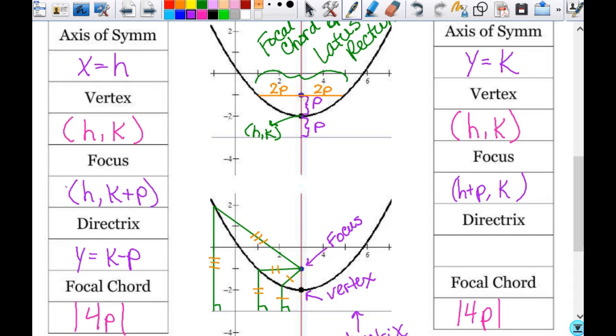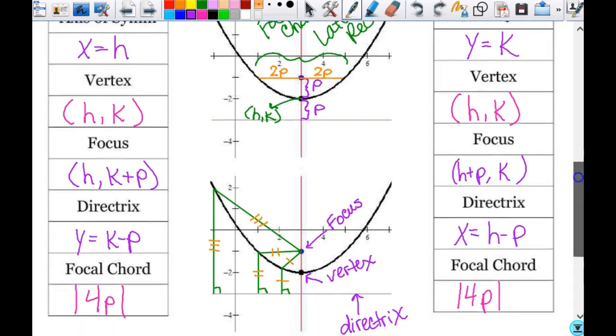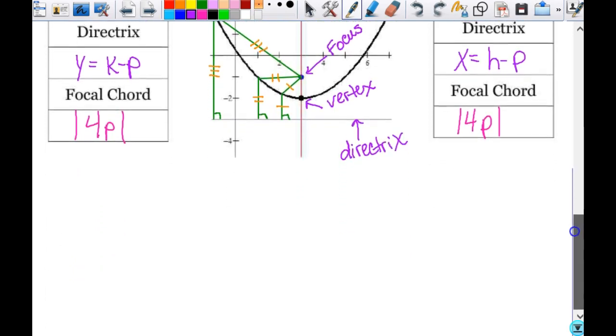So then, for when it opens left or right, your directrix has to be an x equals line, and x would have to equal what? h minus p. So you understand where those things are coming from and why? We all good with that? Okay, good. Any questions at all?